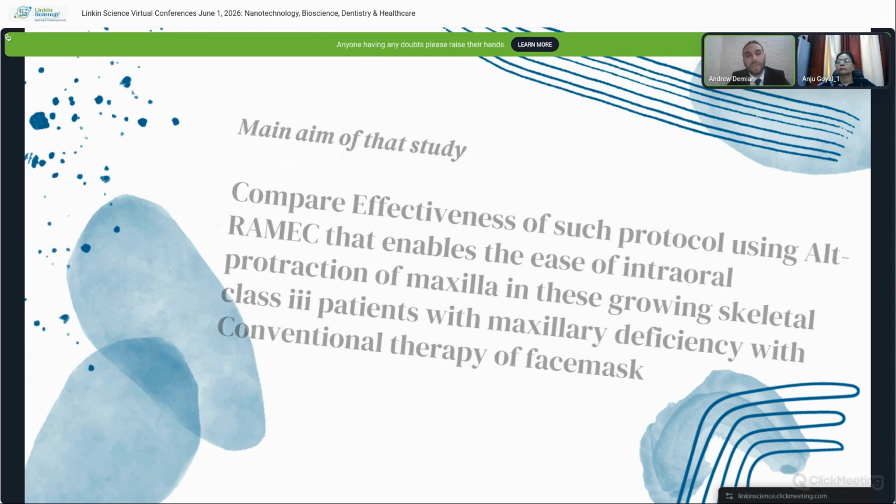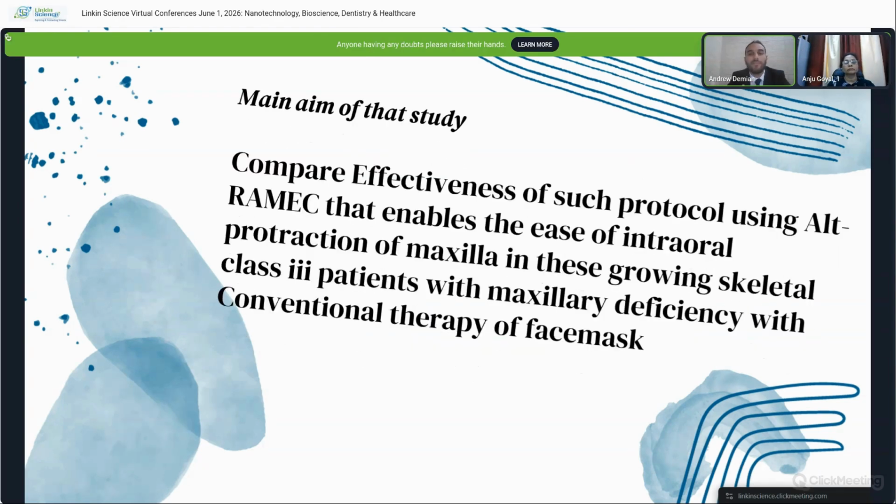As I mentioned, the main aim of that study was to compare the effectiveness of such a protocol using ALT-RAMEC, which enables ease of intraoral protraction of the maxilla in growing patients with maxillary deficiency, compared to the conventional therapy of the face mask.